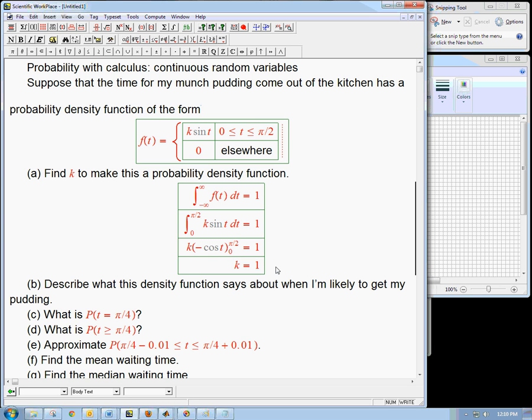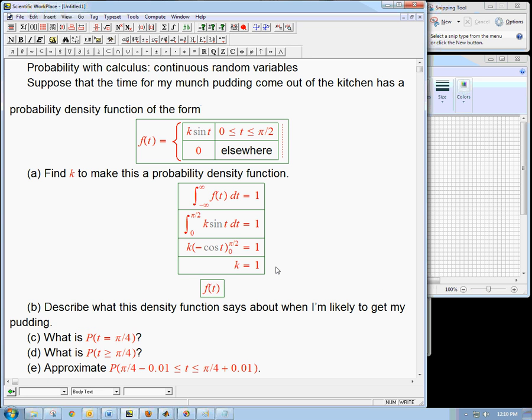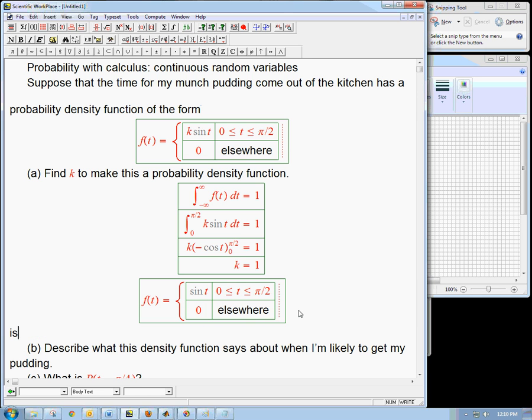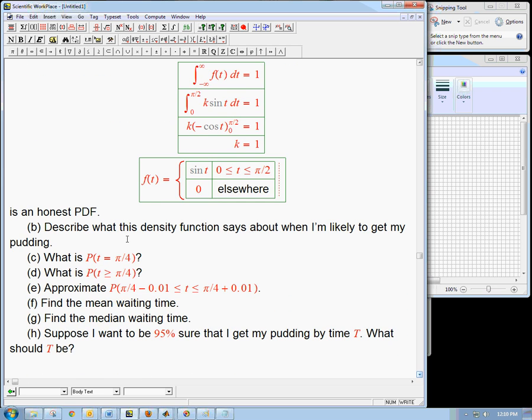Okay, so from now on, we know that f of t equals sine t. Well, let's actually do the real definition. It's this piecewise function, but I just don't need the k. Okay, that is an honest probability density function, not portable document format as in Adobe. Okay, so what does this density function say? Okay, well, let's graph it.